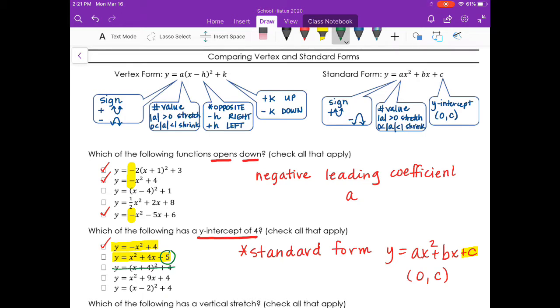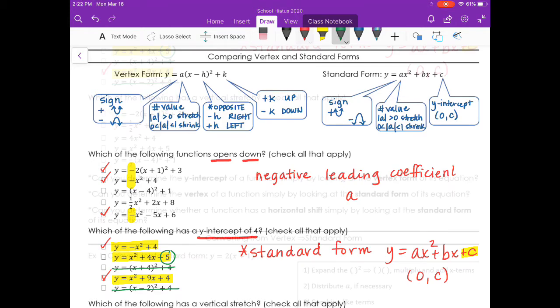The third equation is in vertex form, and we can't determine the y-intercept from this format. The fourth equation is also in standard form with a c value of 4, so we'll check that one as well. Finally, the last equation is in vertex form, and we can't determine the y-intercept from vertex form.